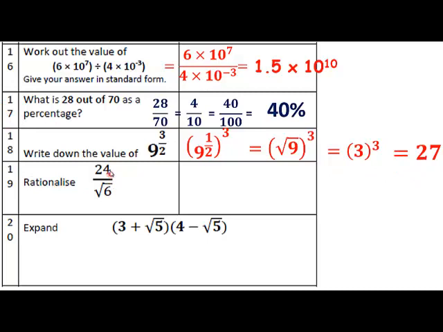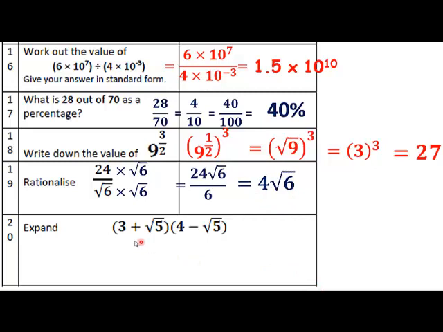Rationalizing this third, times the top and bottom by the square root of 6. The root 6 times root 6 is 6. 24 times root 6 is 24 root 6. 24 divided by 6 is 4. So here's my answer, 4 root 6.